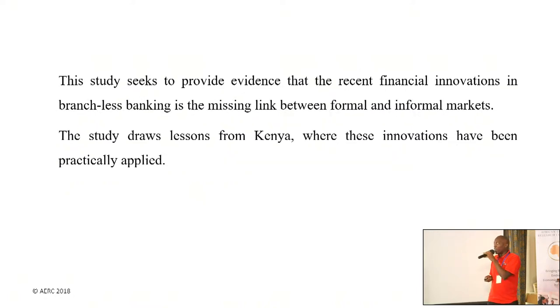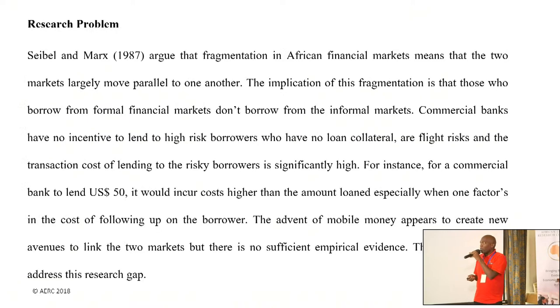So this study seeks to provide evidence that the recent financial innovations in branchless banking are a missing link between formal and informal markets. The study draws lessons from Kenya, where these innovations have been practically applied. So the research problem here, as Sabel and Marx argue, is that fragmentation in African financial markets means that the two markets largely move past one another.